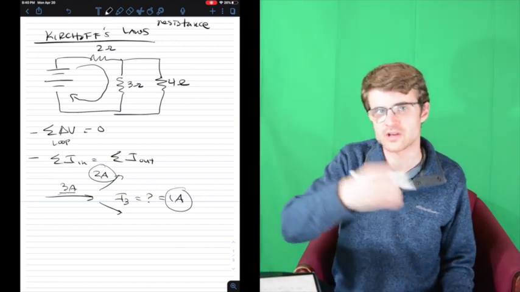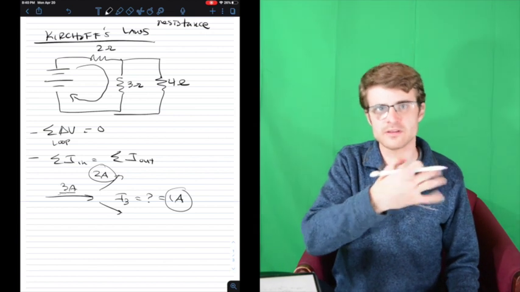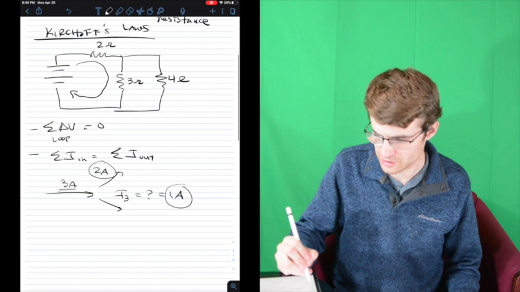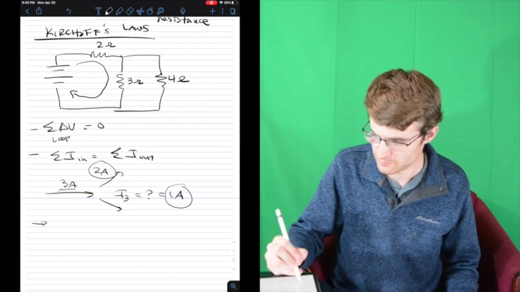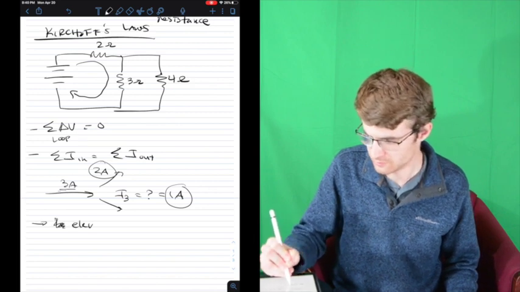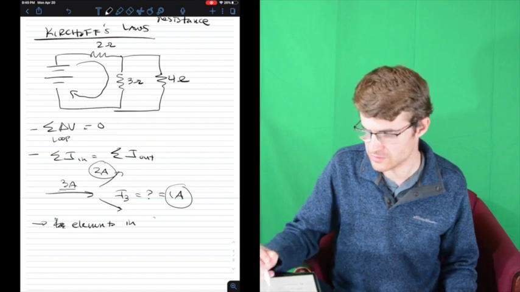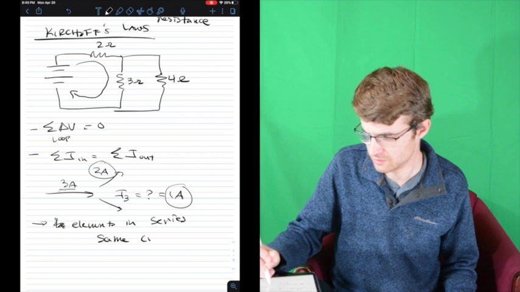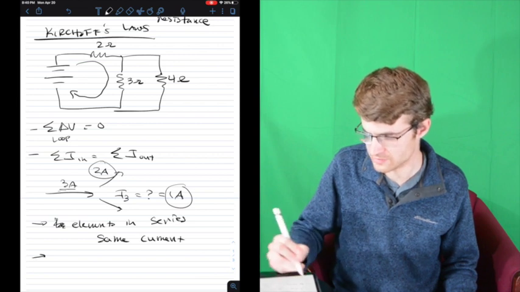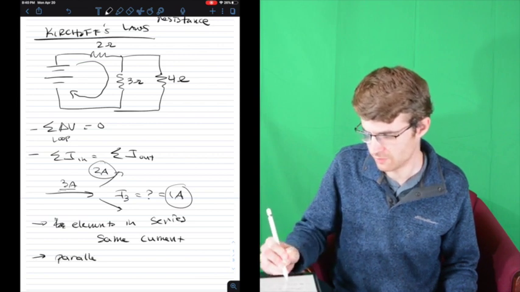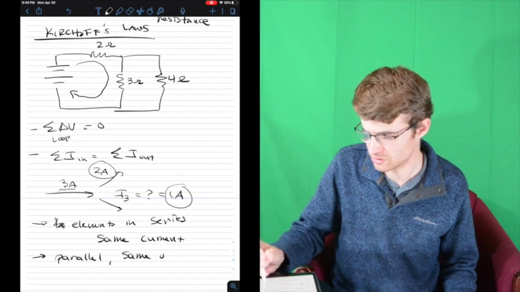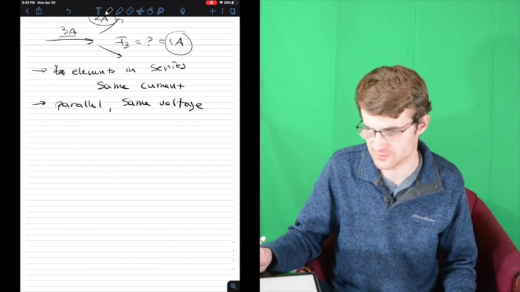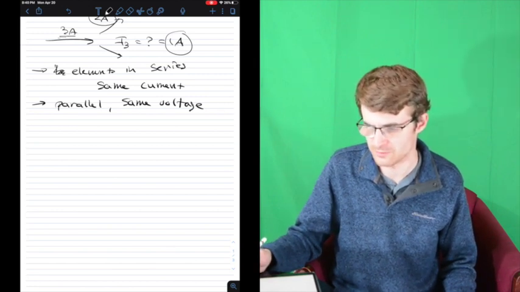Usually the strategy is to reduce the circuit and then to work upwards using 2 additional principles, which is that elements in series, we say, have the same current, and elements in parallel have the same voltage. And we'll be using that fact quite a bit, so good to keep those in mind.